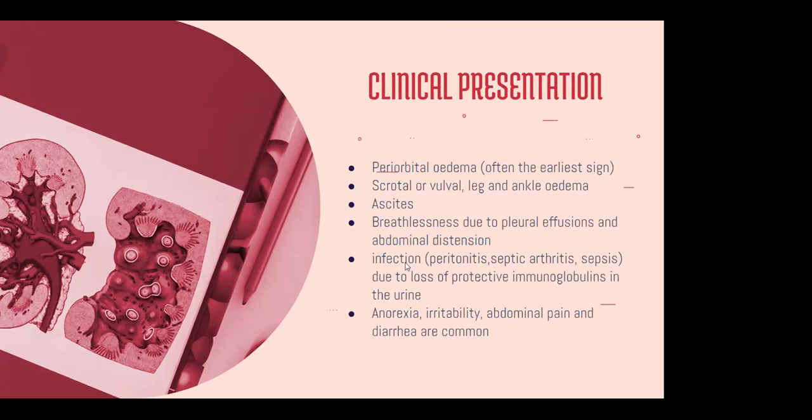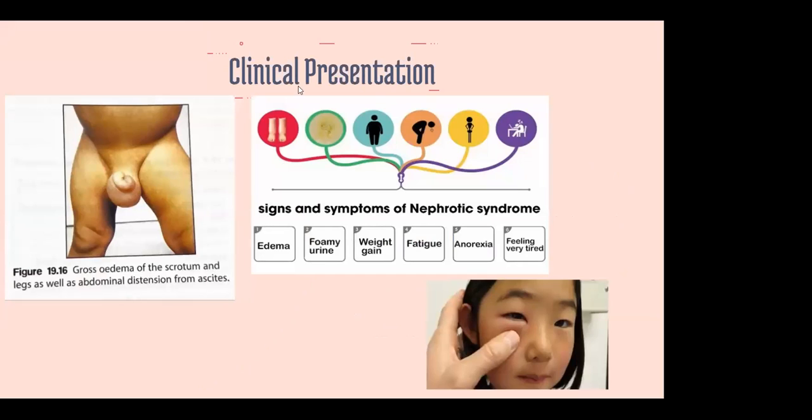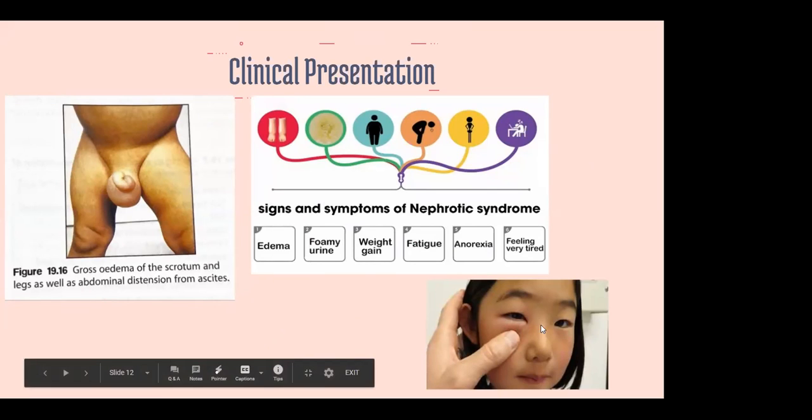Next one is infection. It is due to loss of protective immunoglobulin in the urine. And the last one, anorexia, irritability, abdominal pain, and diarrhea are common symptoms of nephrotic syndrome. For the clinical presentation of nephrotic syndrome, I took this picture from the pediatric protocol. The first one is the gross edema of the scrotum and the leg, and also there is abdominal distension from ascites. And this one is the periorbital edema.